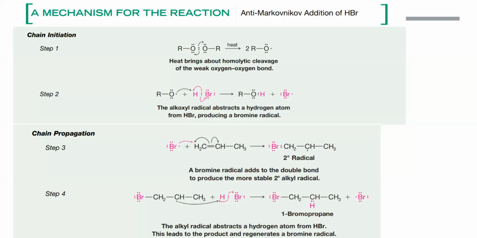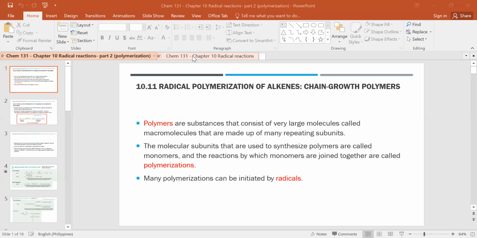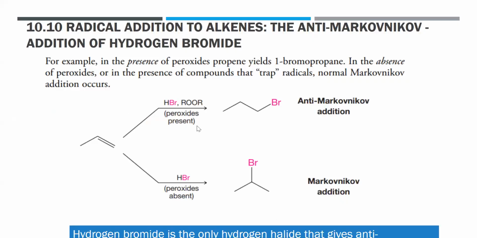Okay, so again, I'm going to repeat that we are talking about the anti-Markovnikov addition of HBr, your hydrogen bromide, to the double bond of an alkene in the presence of peroxide.